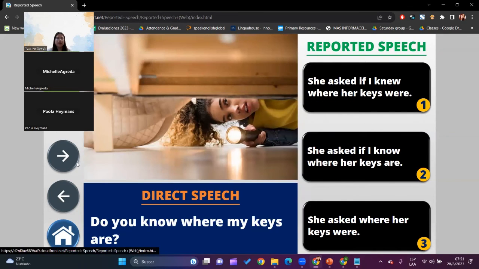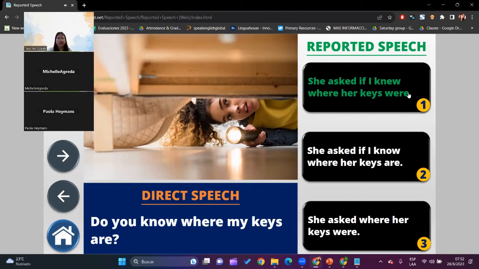Okay, good. Now what about this? "Do you know where my keys are?" She asked if I knew where her keys were. Number one, yeah. Where her keys? Exactly.